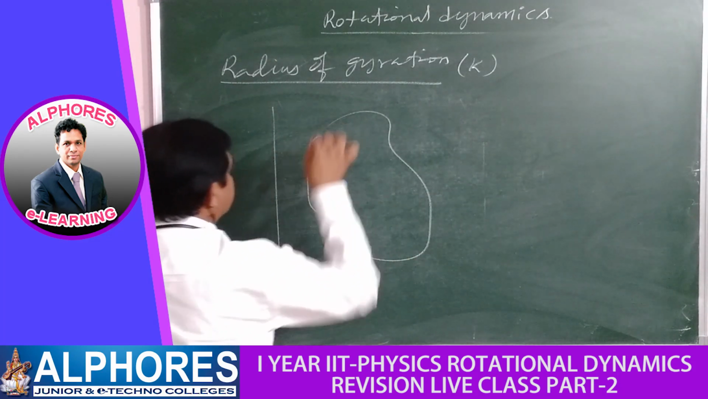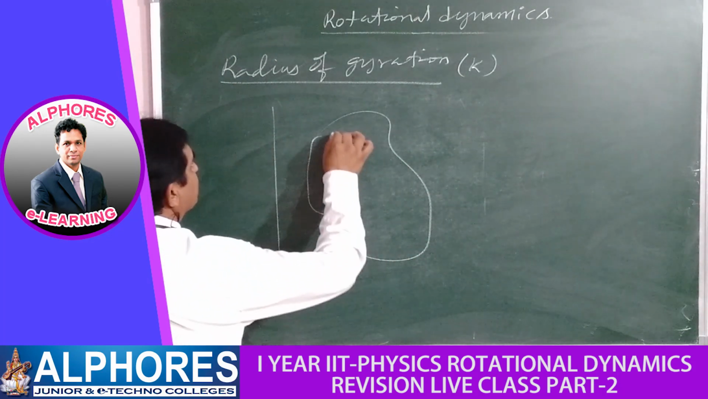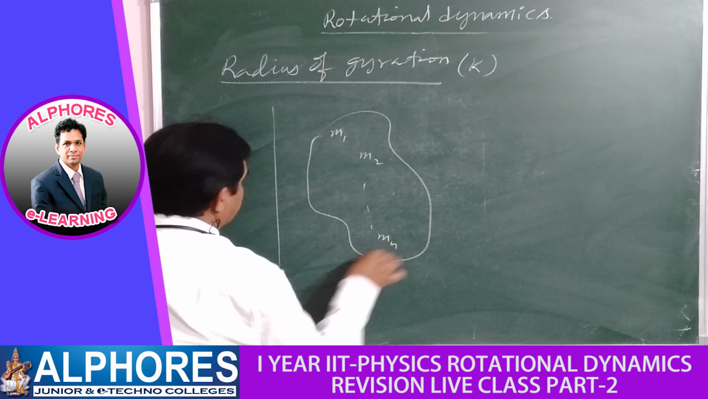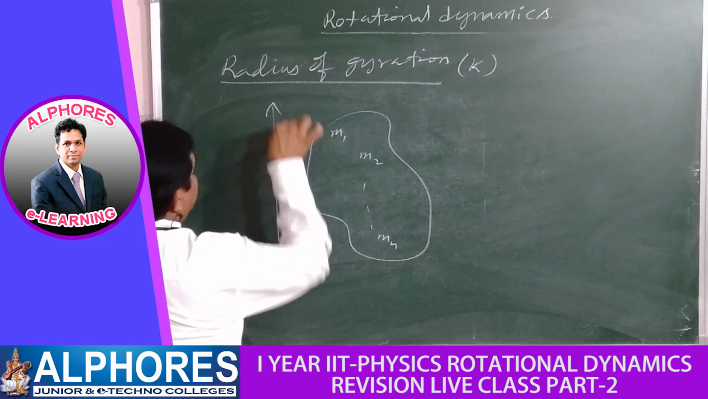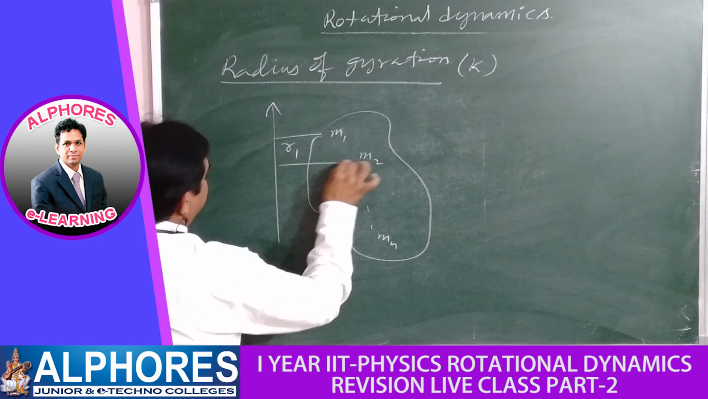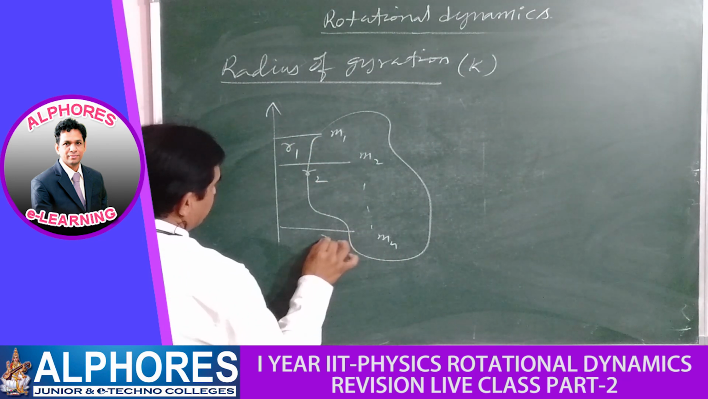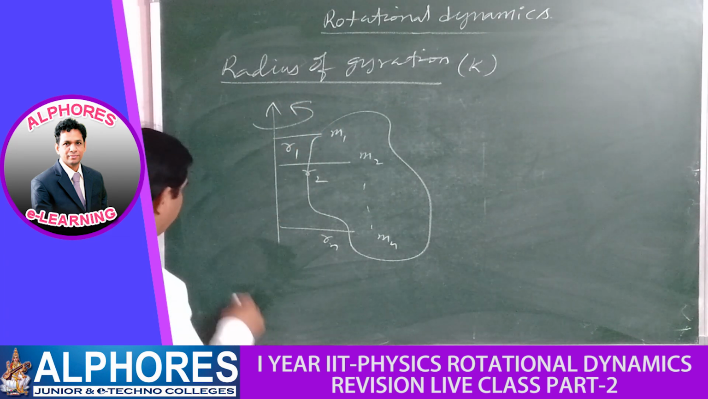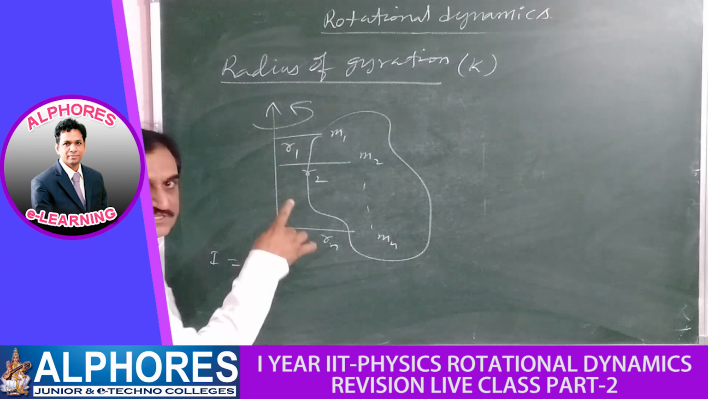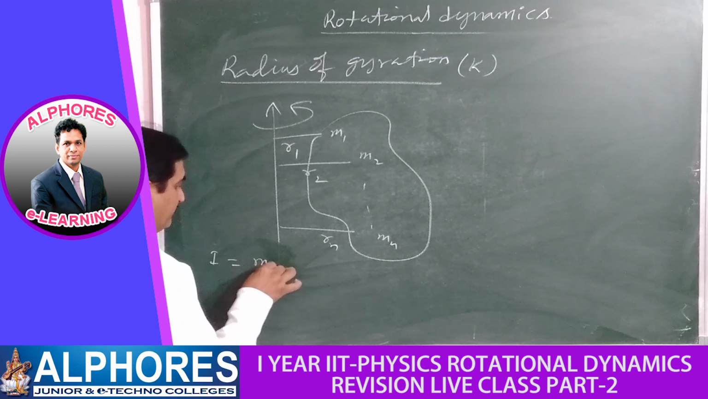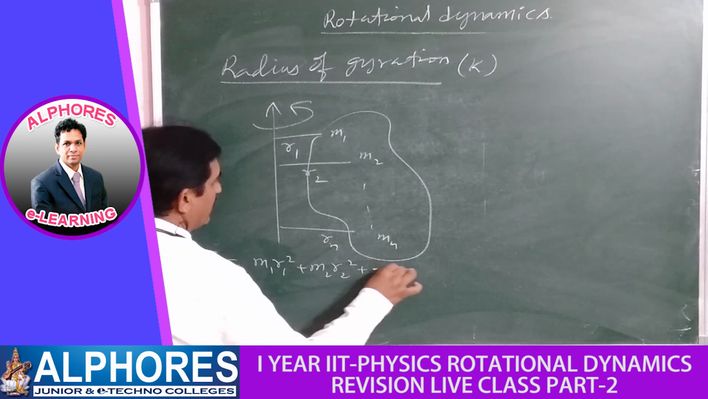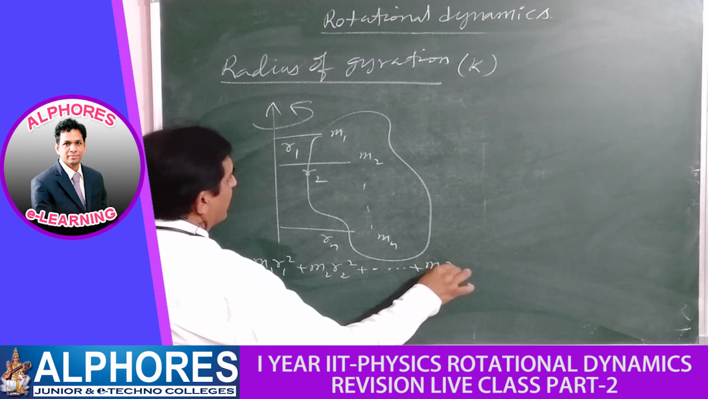Let us consider a system of particles of mass m1, m2 and so on up to mn. These are at distances r1, r2, and so on up to rn from the axis of rotation. Now the total moment of inertia of the system is m1 r1 square plus m2 r2 square plus so on, mn rn square.